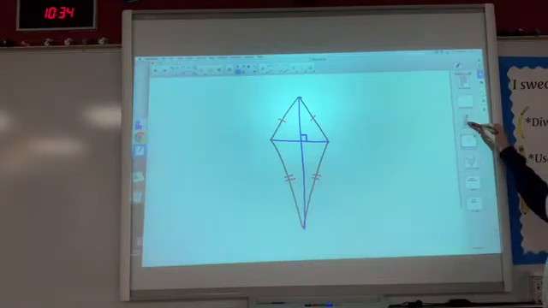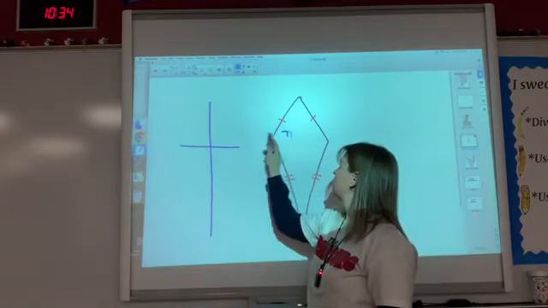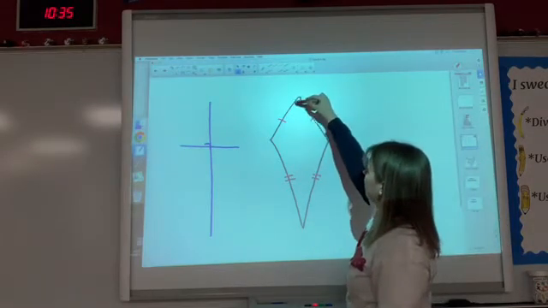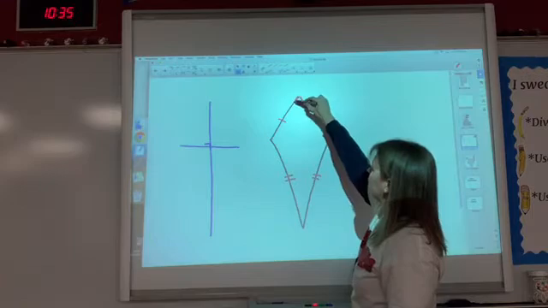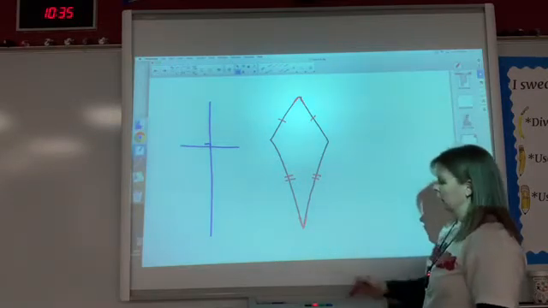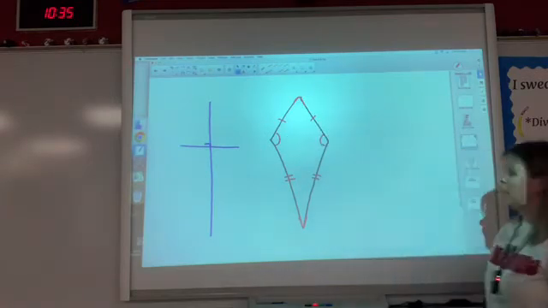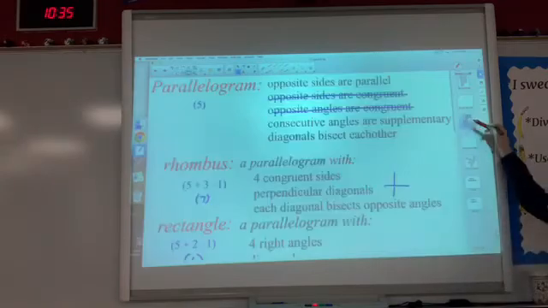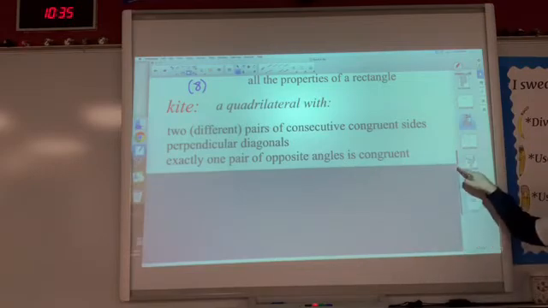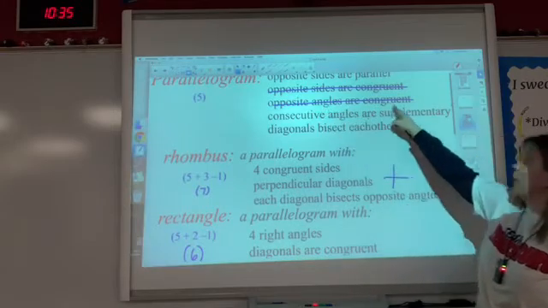And then the last one said exactly 1 pair of opposite angles is congruent. Just 1 pair of opposite angles are congruent. As you can see, it's not this pair. This one has kind of a wider, it's still an acute angle, but this one has a very skinny, small acute angle. If you look at these angles, they are the congruent angles. 1 pair of opposite angles is congruent, compared to the parallelogram where both pairs of opposite angles were congruent.